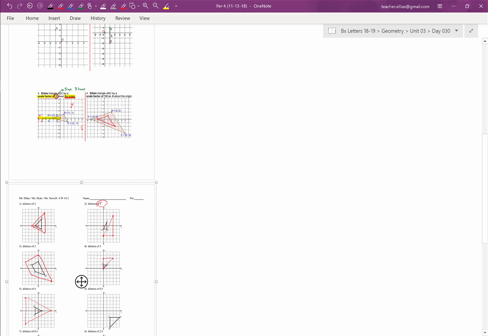You go half. So instead of going up 2 and over 2, you're only going to go up how much? 1. And instead of going over 2, you're only going to go 1. Instead of going over 2, you're just going to go over 1.